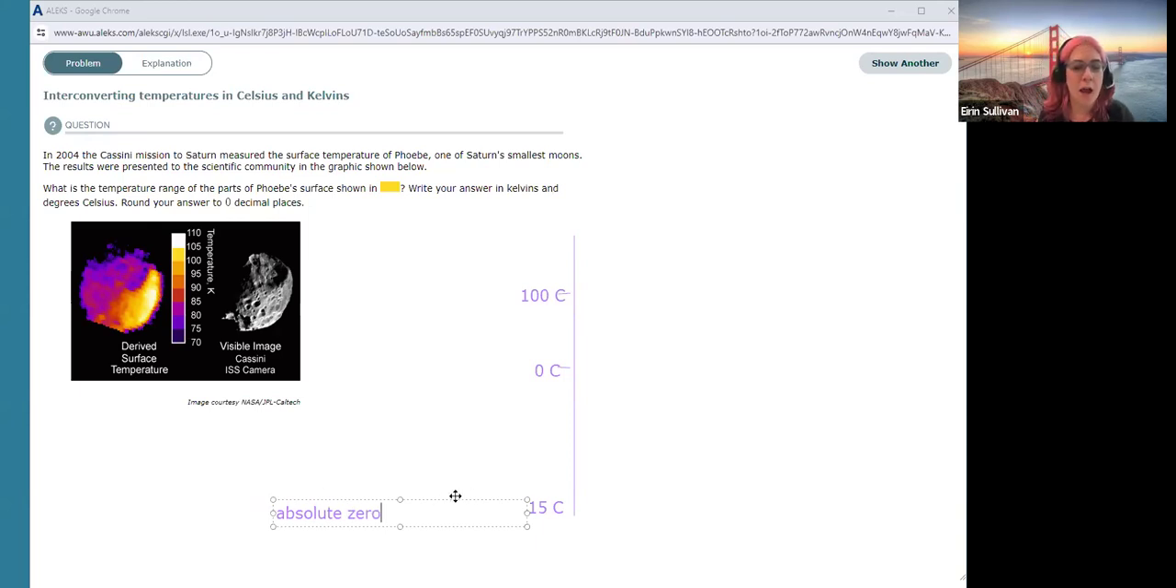No, I'm joking. So that is the temperature at which atoms do not have enough thermal energy to vibrate, so that is absolute zero. That comes from the third law of thermodynamics. Okay, so this is the Celsius scale.